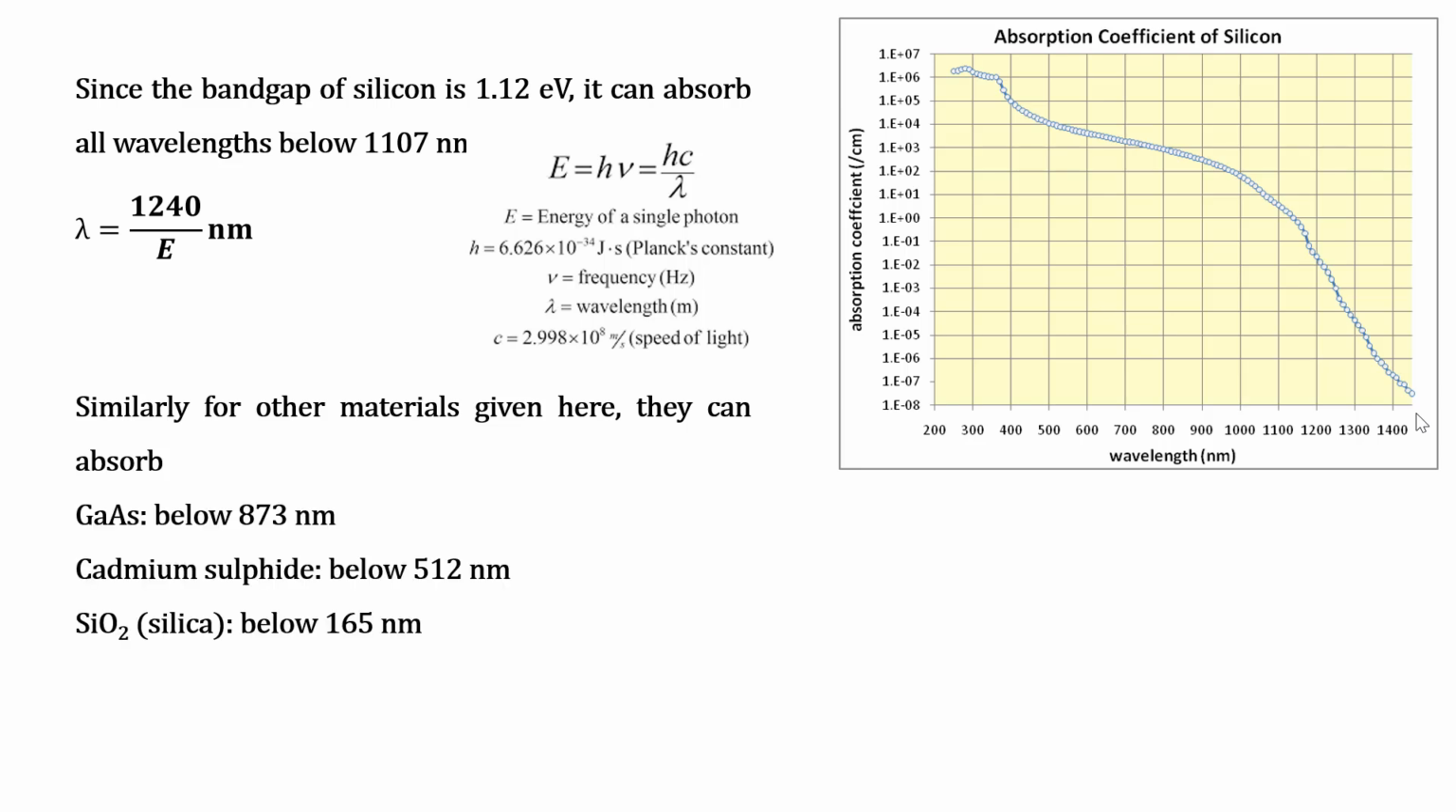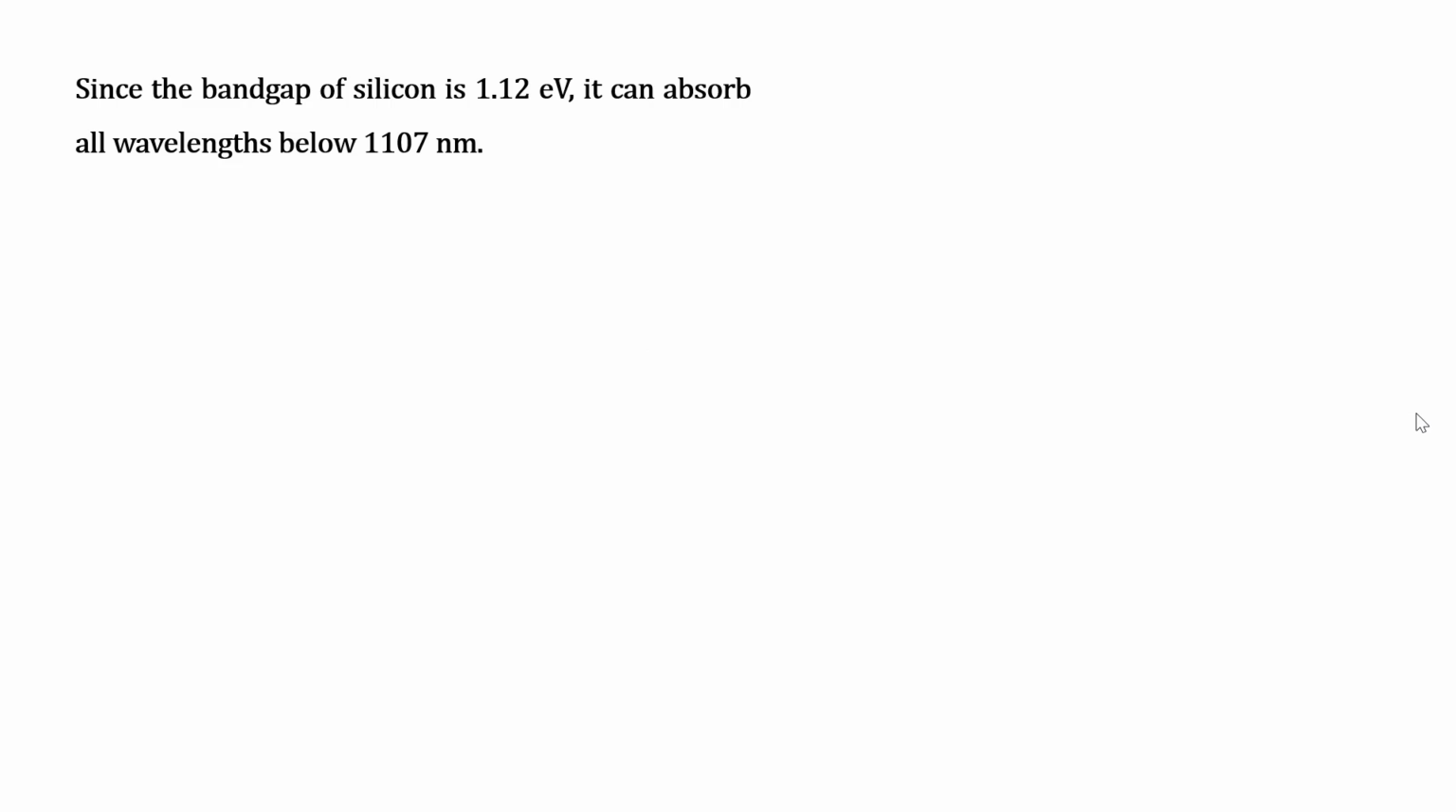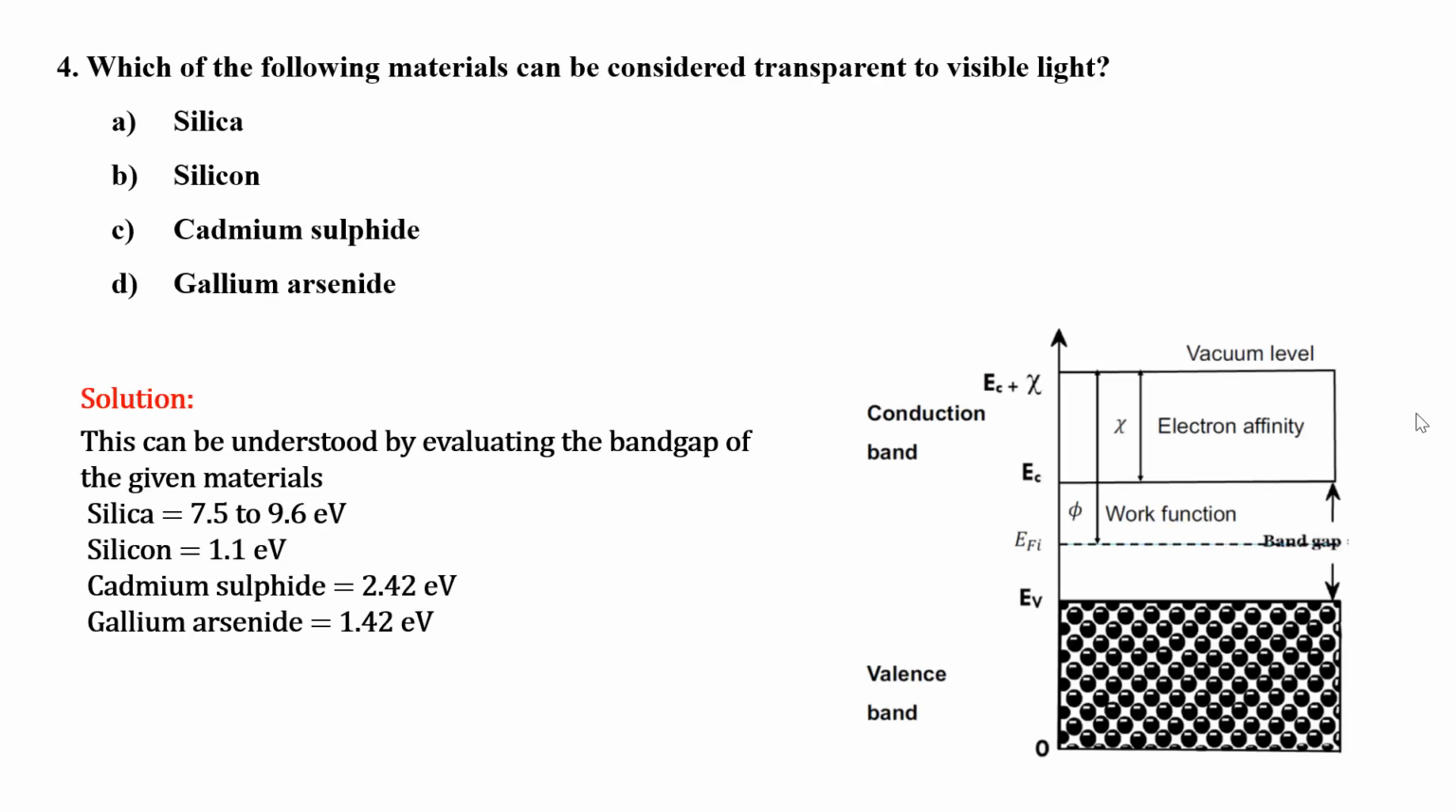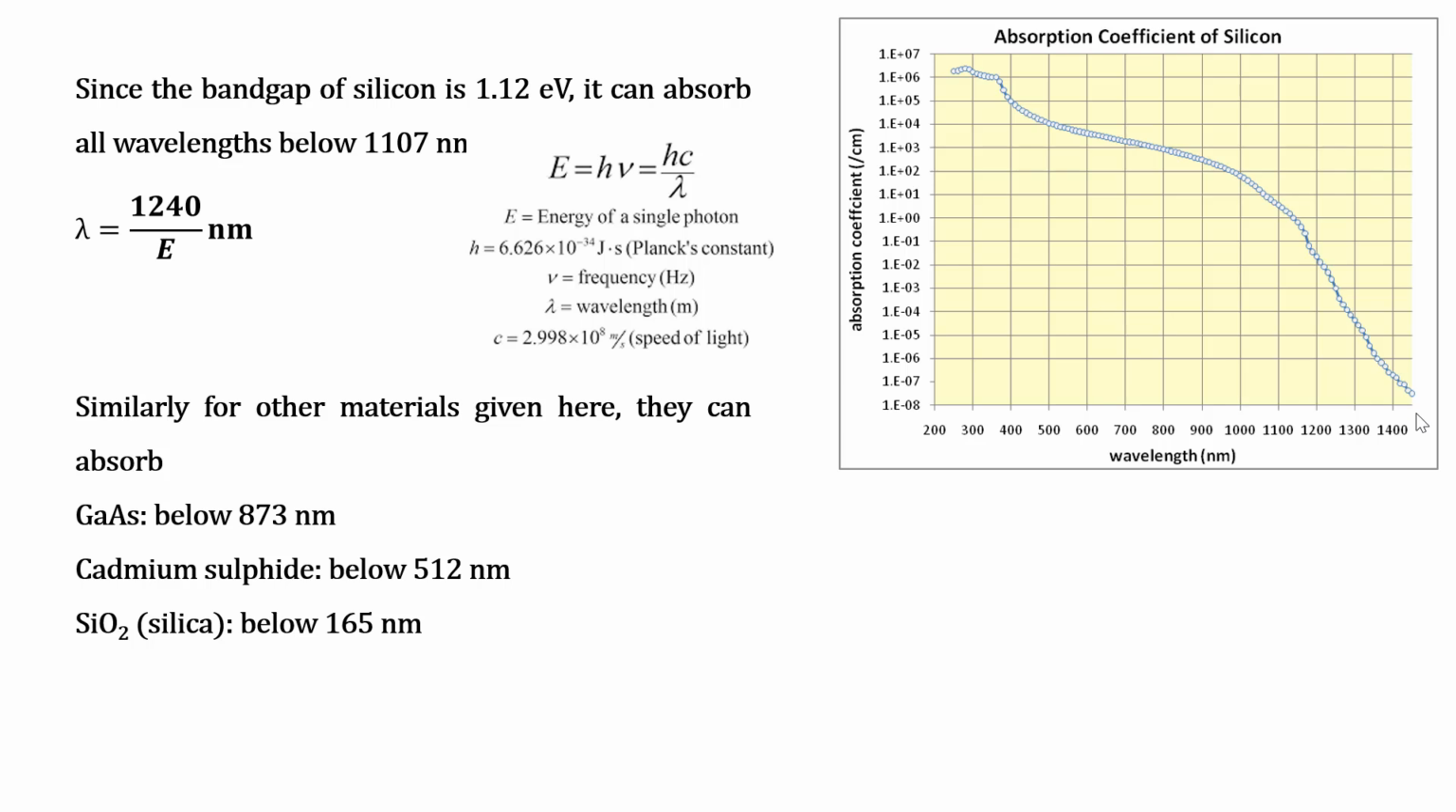In the previous slide we had seen the values for cadmium sulfide, gallium arsenide, and silica as well. When we convert this according to the equation, 1240 by 9.6 or 1240 by 2.42 or 1.42, we get that all wavelengths below 873 will be absorbed for gallium arsenide. For cadmium sulfide it will be 512, and for silica all wavelengths below 165 will be absorbed.